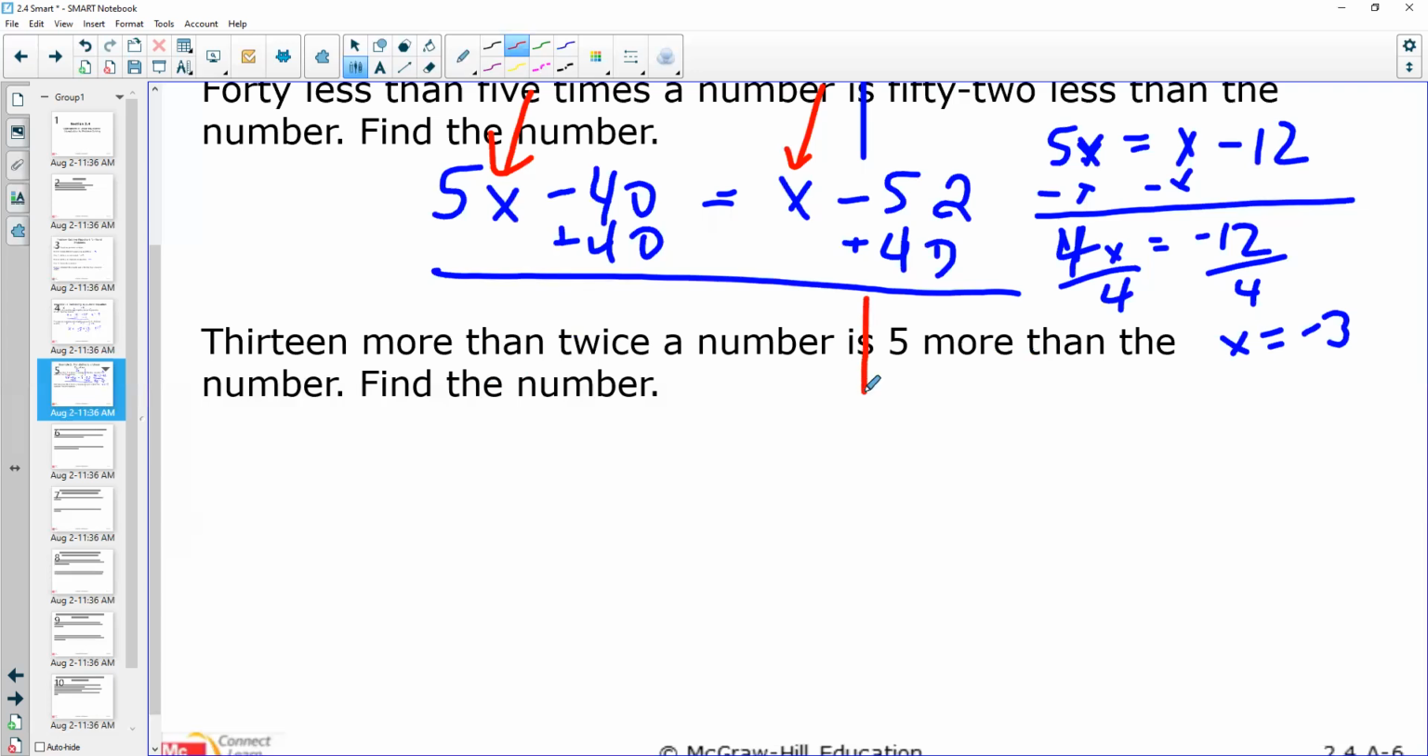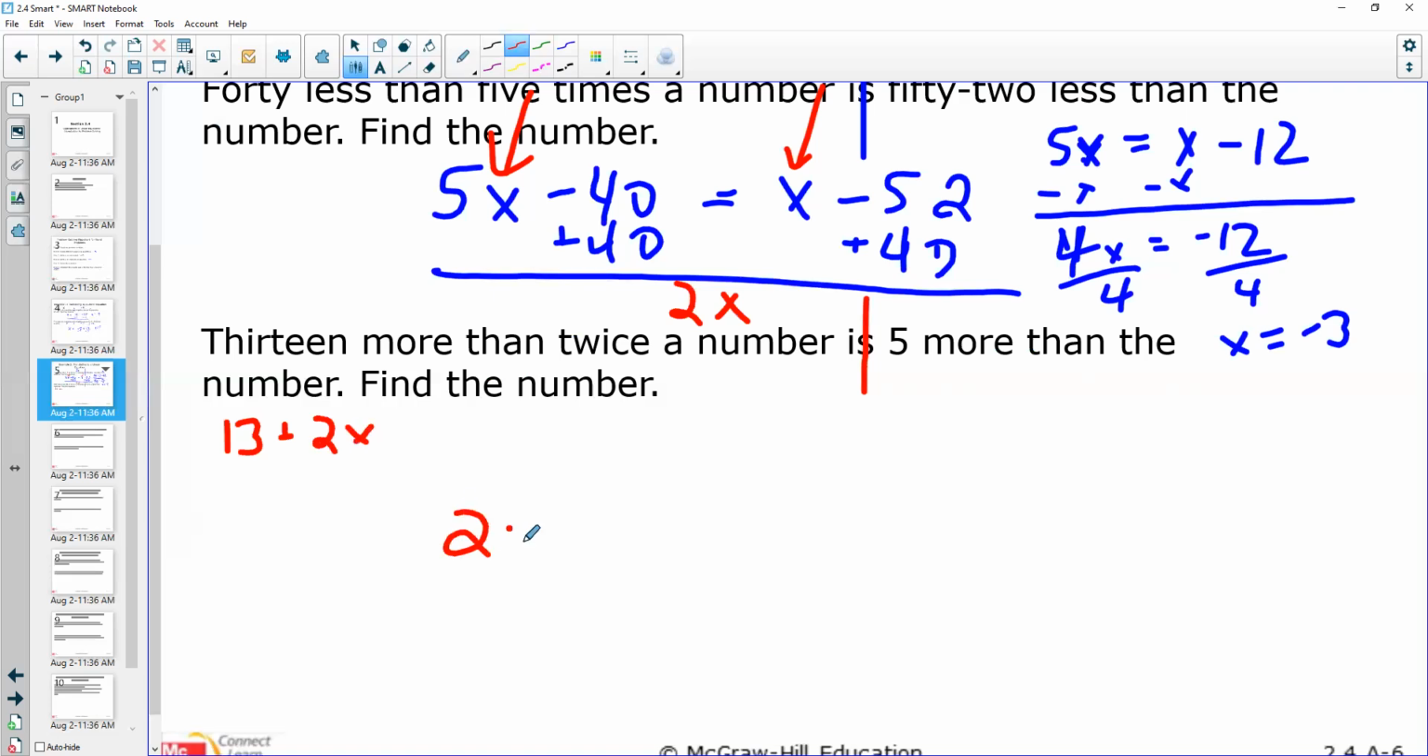13 more than twice a number is 5 more than the number. Okay, so I'm going to work in reverse again a little bit. I know I have a number as x. Twice a number is 2x. And 13 more than that is just adding 13. So it doesn't matter with addition, it can go in any order, right? If you wanted to write it as 13 plus 2x, that's fine.